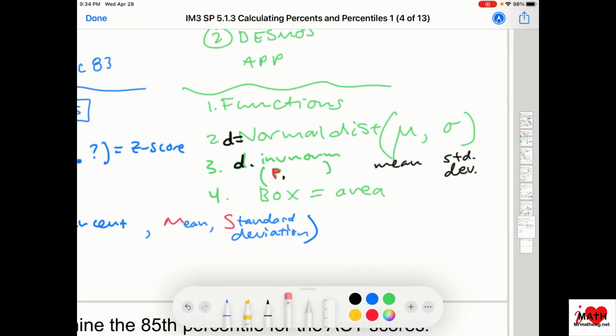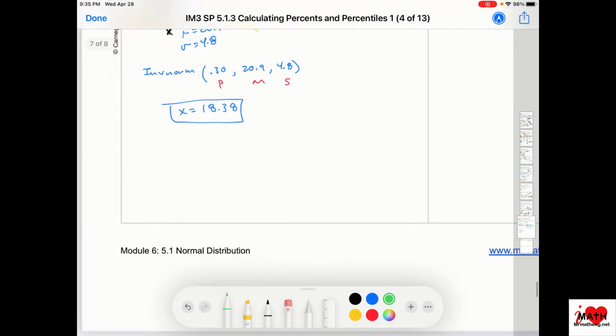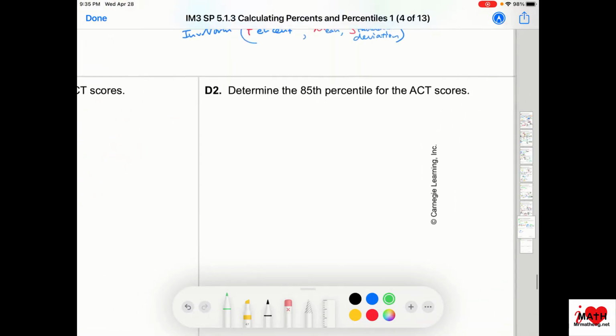So we just need to have just the p-value. Okay, let's try example number 2 now.